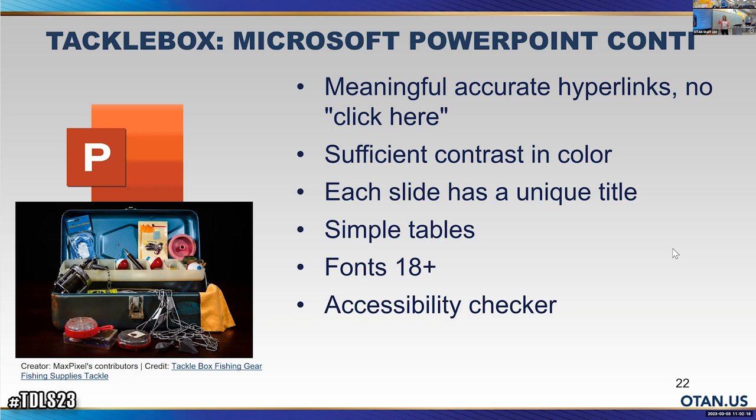Simple tables, font 18 or bigger, and the accessibility checker. And I skipped this one: each slide needs to have a unique title. Now, to you, you know this section of five slides is all about Google Docs, Google Docs, Google Docs. But the screen reader can't put them in any sensible order unless you make sure the titles are different, so that it can reference and find them.